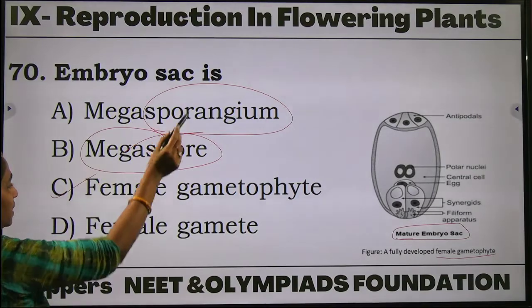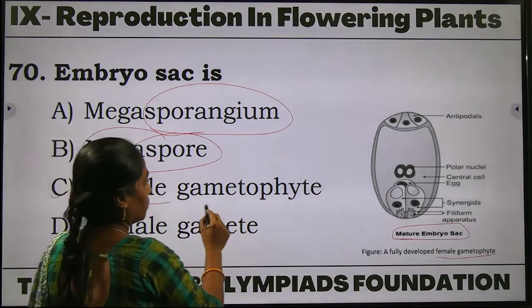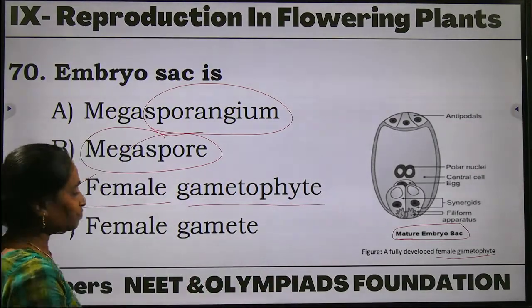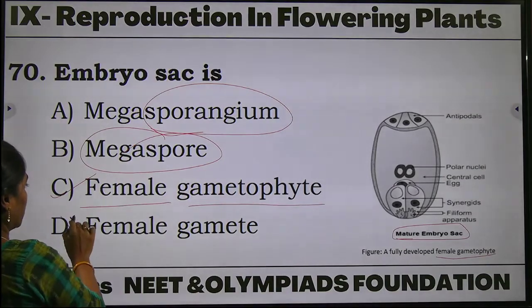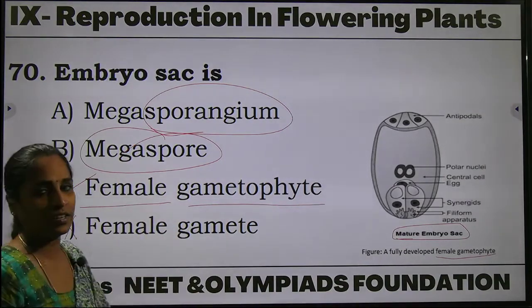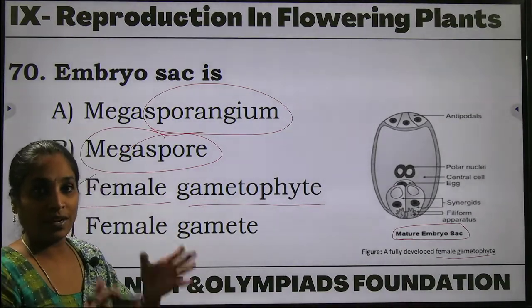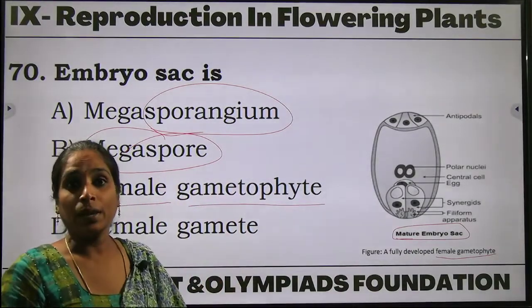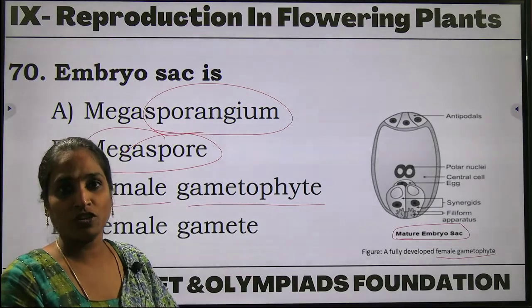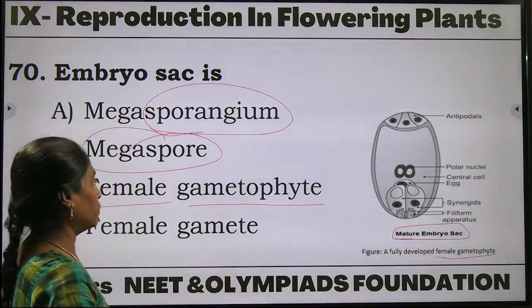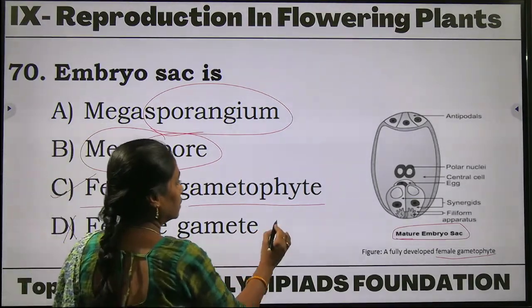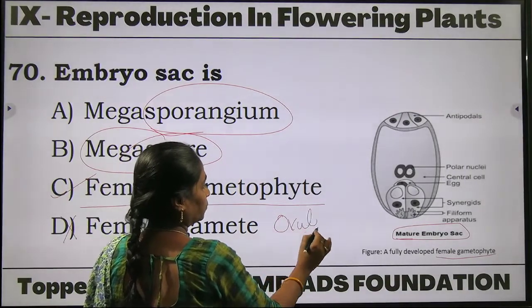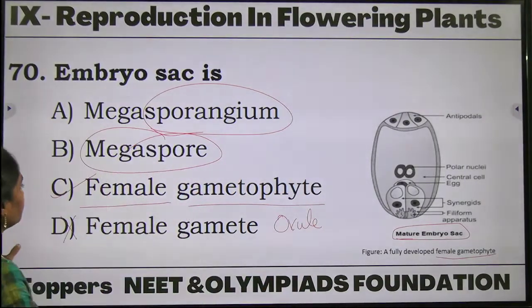The embryo sac is a female gametophyte, but not the female gamete. What is the difference between female gamete and female gametophyte? Female gamete is the ovule, female gametophyte is the embryo sac. A matured embryo sac is the female gametophyte. A female gamete is the ovule. Okay, next.